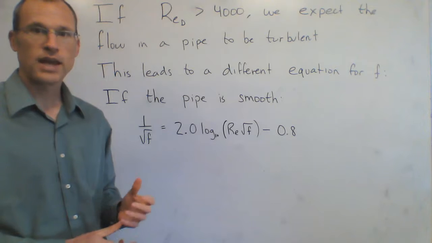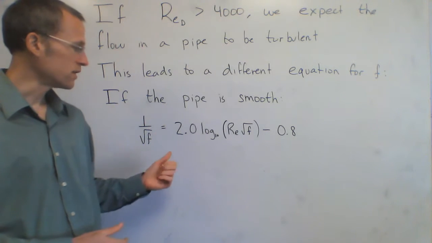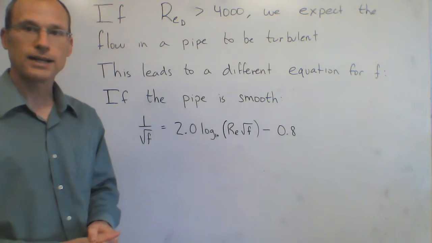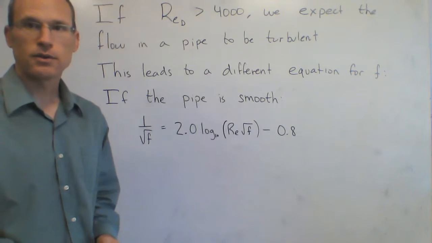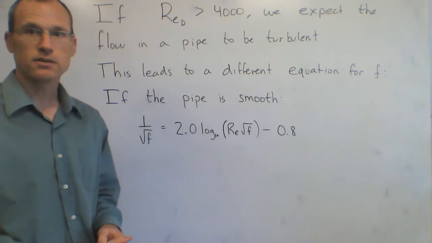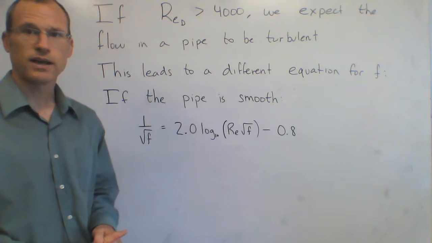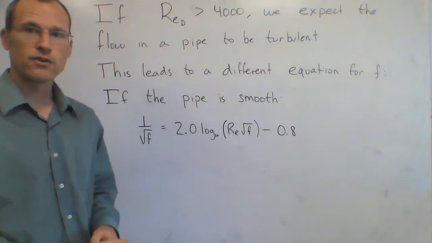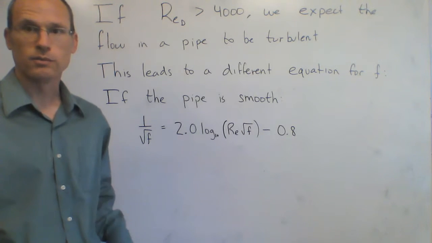So for turbulent flow in a smooth pipe, we have this formula for F. 1 over the square root of F is 2 times the log base 10 of Reynolds number times the square root of F, minus 0.8. Now a couple things about this equation. First of all, it's only for smooth pipes, so we'll get to what that means in a minute. The other thing you may notice is that it's a much more complicated equation than what we had for the laminar case. Not only is it longer, there's also F's on both sides, which is going to pose a different sort of problem, as we're going to see.